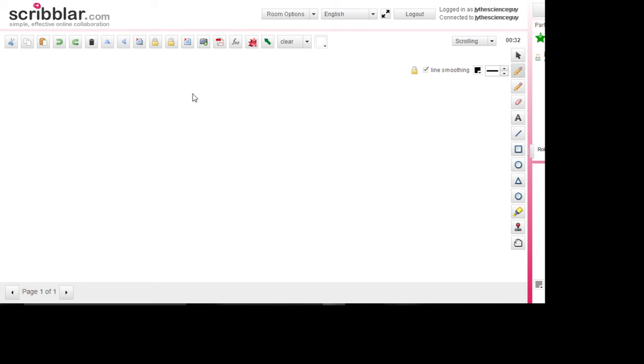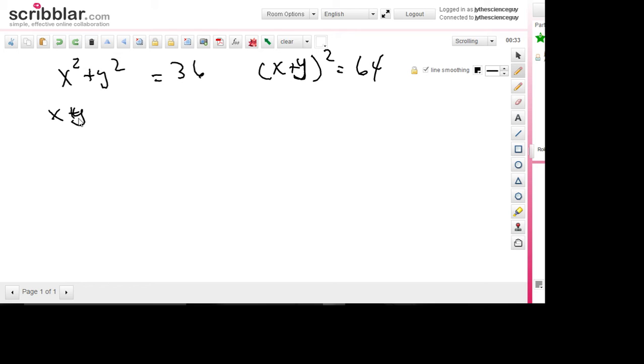So I just want you to do this question now that we've gone over that, and I'm not going to help this time. So I want to make sure you get it. So they say that x squared plus y squared is equal to 36. And they're saying that x plus y squared is equal to 64. Okay. And they want to know the value of xy. Now, can you write the general equation?